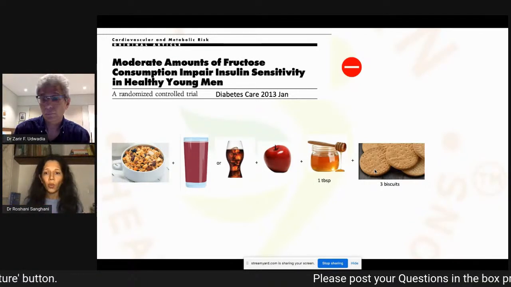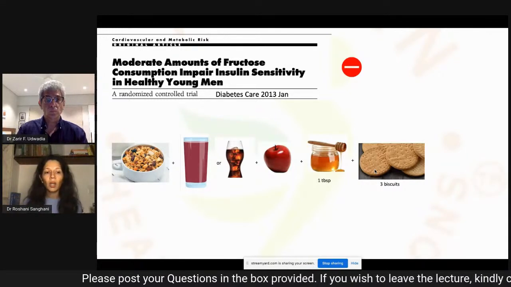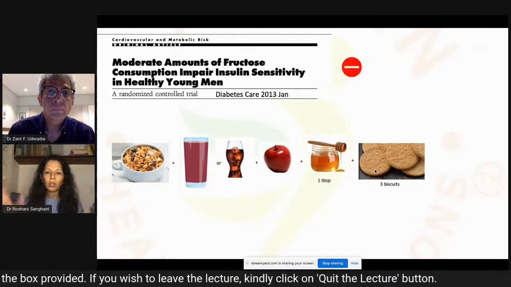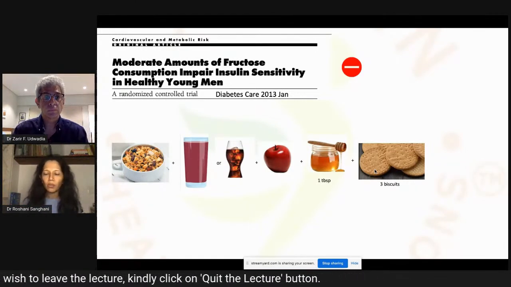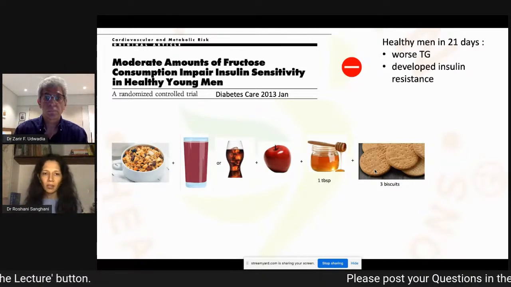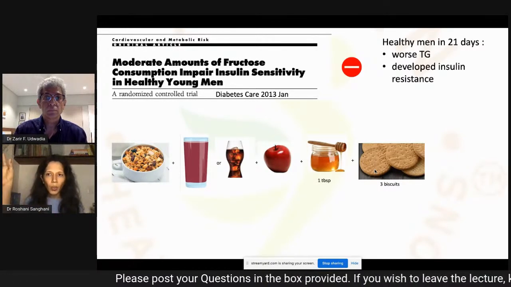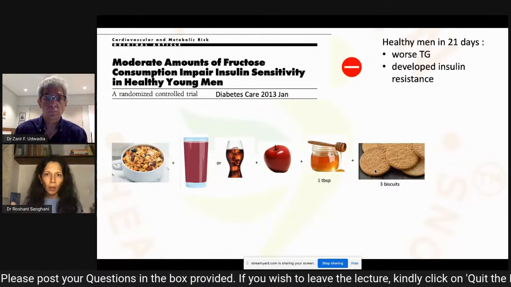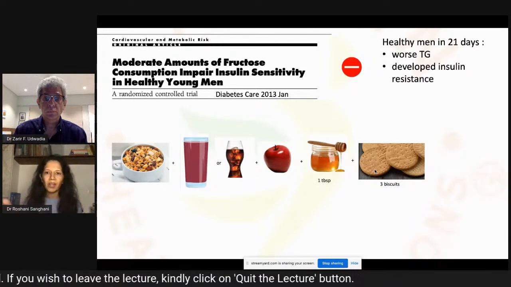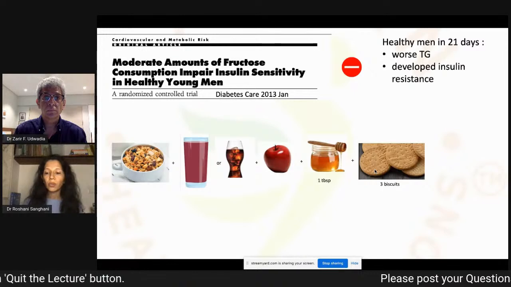It's not a lot. There were no pastries or cakes or anything. It was stuff that you might even consider healthy: muesli, a juice, not even a soda beverage, one fruit, tablespoon of honey, about three biscuits, the equivalent of that amount of fructose. And in 21 days, this study, they were able to make healthy men unhealthy. The triglycerides went up in 21 days, and they developed insulin resistance on the gold standard tests. Okay, this was a very interesting trial, RCT, where they could cause harm by giving fructose in 21 days.